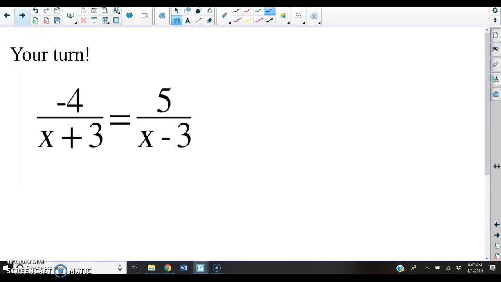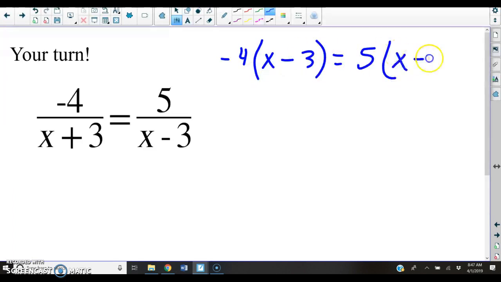So normally when we would have this class without the flipped classroom, you would be expected to say, I'm going to multiply, cross multiply, and make an equation. And then solve it from there. Be sure to check.